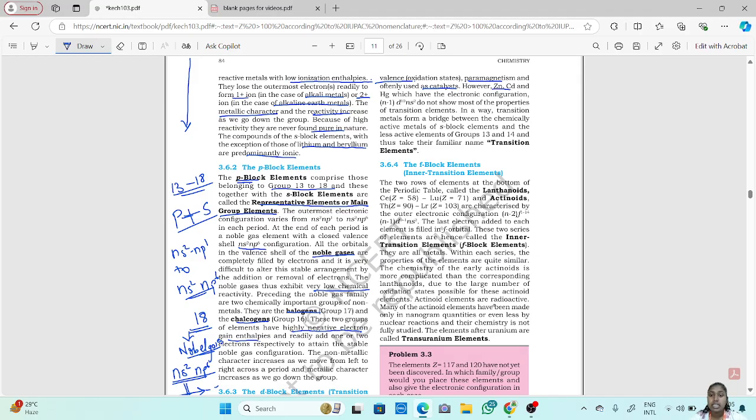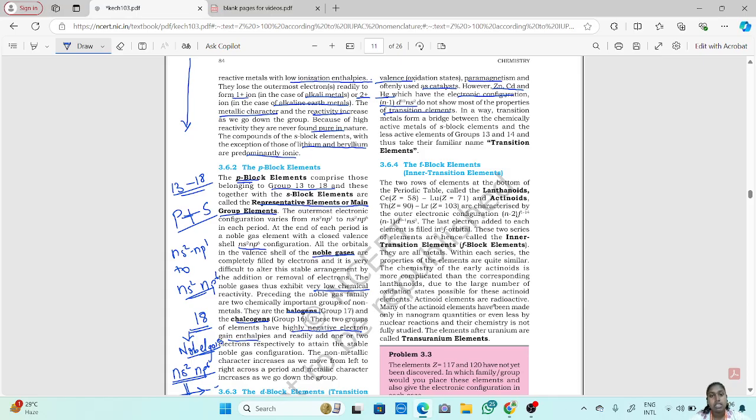Now however, zinc, cadmium and mercury, okay, there is an exception for all these three elements, which have an electronic configuration of d10 s2. Okay, a completely filled electronic configuration. They do not show most of the properties of the transition elements. Because of their completely filled electronic configuration, these three elements don't exhibit much of the properties, or they don't show the properties similar to transition elements.